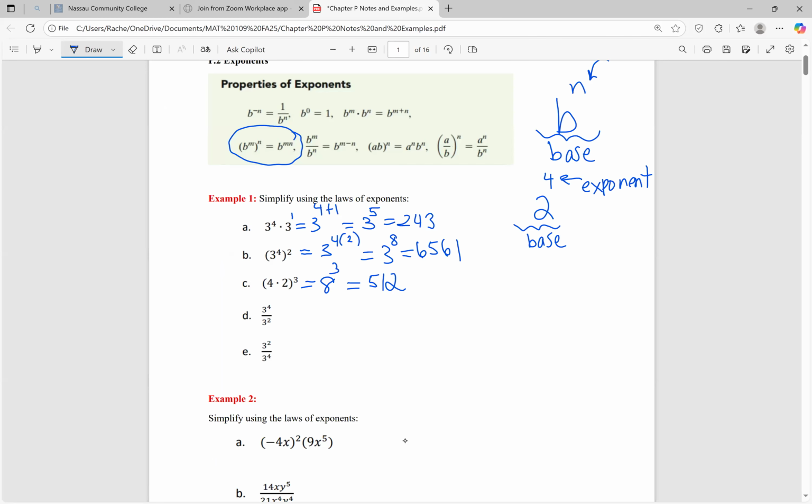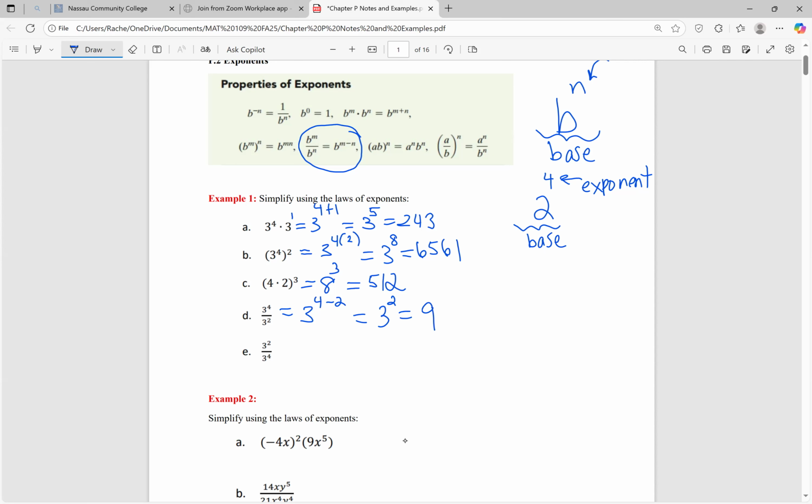Now part D, we have a quotient. So that's going to be this rule right here that I'm circling. We have 3 to the 4th divided by 3 squared. So the rule is we keep the base, right? So we keep base 3, and we subtract the exponents from top to bottom. So we're going to take 4, and we're going to subtract 2, and we're going to get 3 squared, which is 9. So we don't need a calculator for that one.